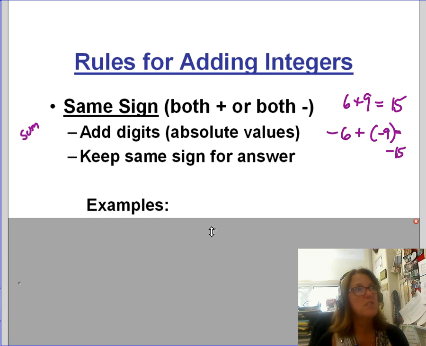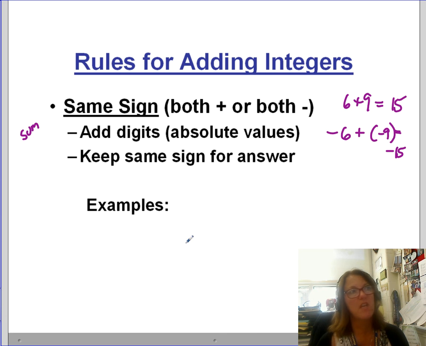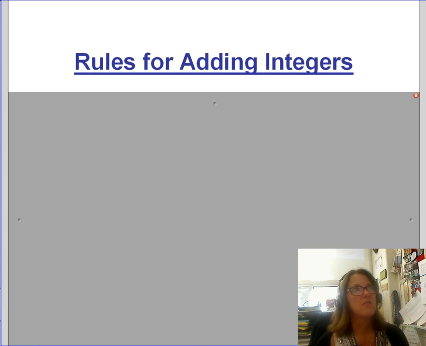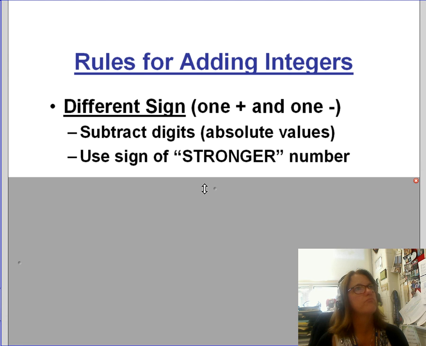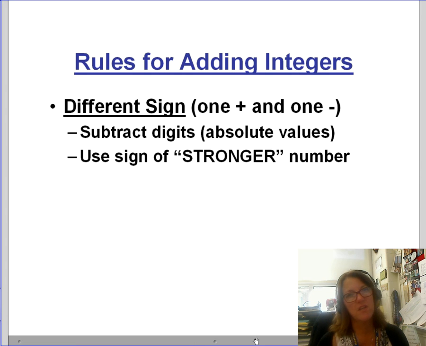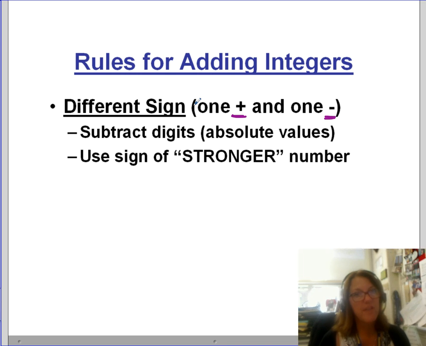What happens if you have different signs? Well, that'll be coming next. Let's look at another one here. What if we have different signs? That means one of your numbers is positive, one of your numbers is negative. The first thing is that you're going to take the absolute values, in other words, just the digit parts of those two numbers, and you have to find the difference. You subtract them. Different signs means difference.